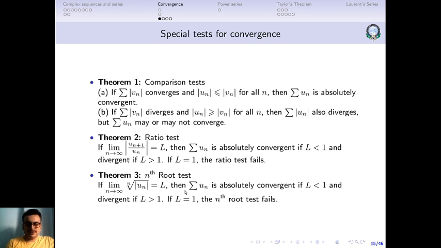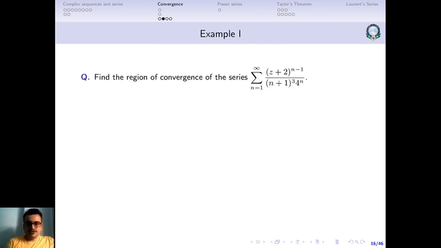The other tests, if you are interested, you could just go through this book by Murray Spiegel. It's an excellent book, I think it's called Complex Analysis. It's there in the references. You can go through these books, where the other tests for convergence are given in great detail. Now moving on, let's take an example.